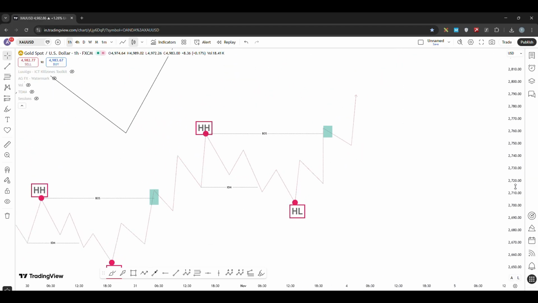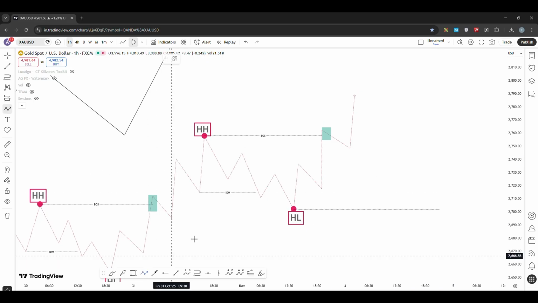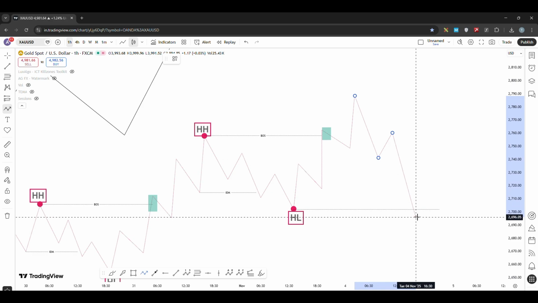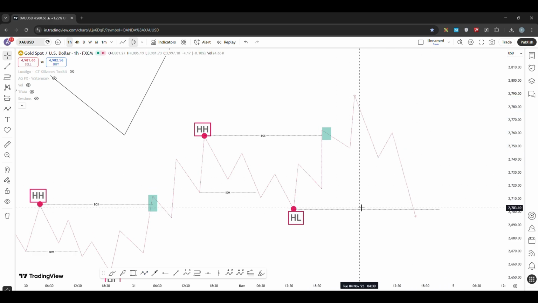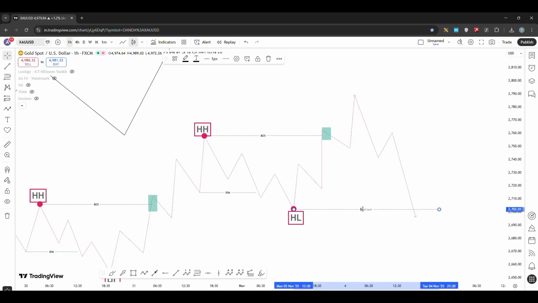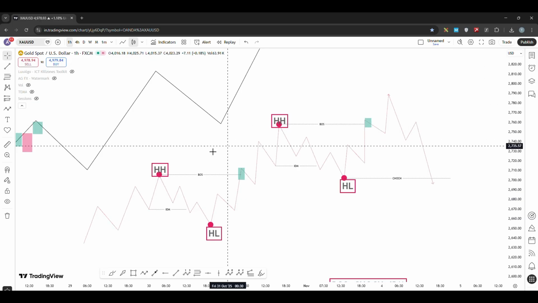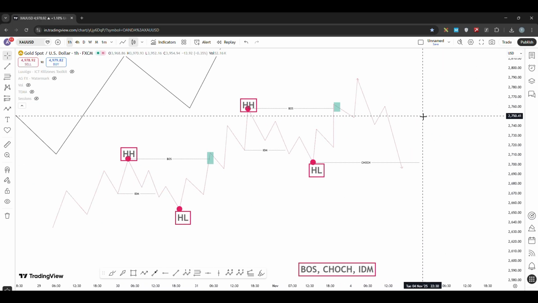Change of character happens when the last higher low gets broken to the downside. That means that market drops from here like this and it breaks below this last higher low. This is called change of character. Okay, represented by CHoCH. That means that now the structure has shifted from being bullish to bearish. And now what will we do?